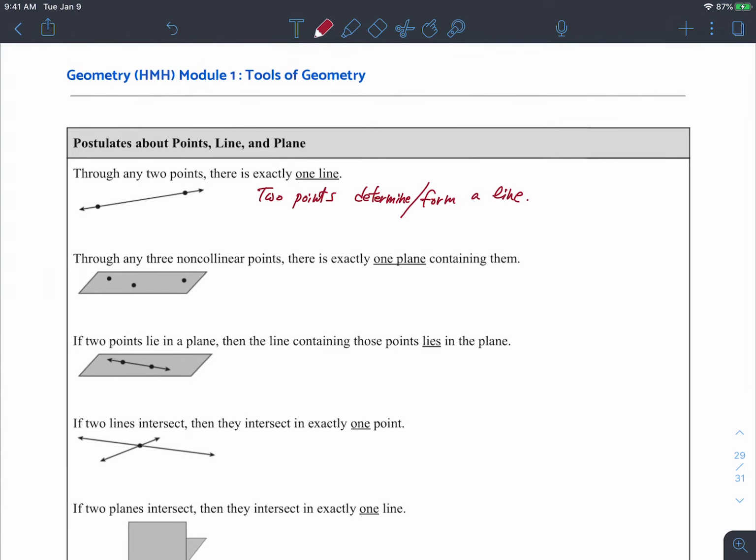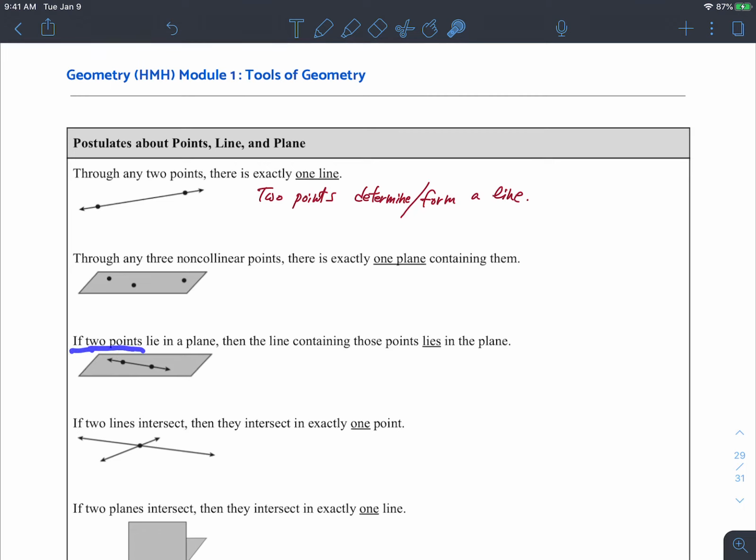Good. So through any 3 non-collinear points, so they cannot be on the same line. As long as they are not on the same line, there's exactly one plane containing them. Similarly, some books will say 3 points determine or form a plane. So that's an option, guys. Okay.